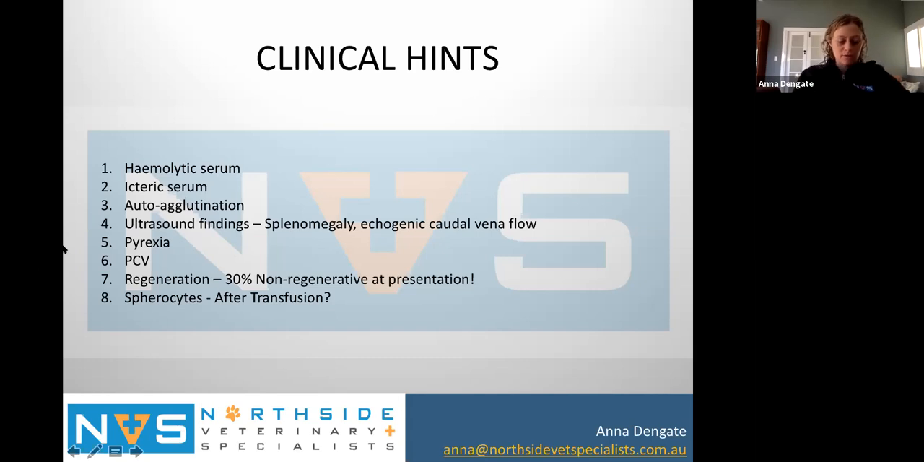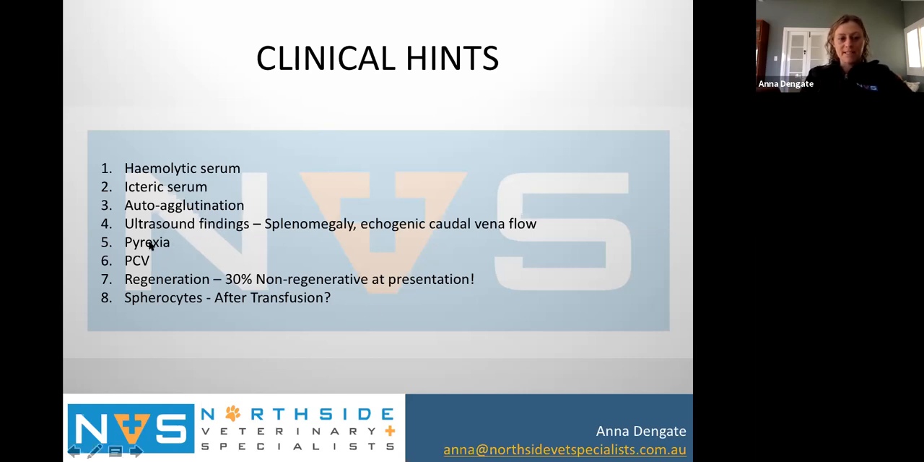So if you happen to be doing an ultrasound in this patient, say it's come in anemic, you want to rule out pre-regenerative anemia, you want to rule out bleeding. Ultrasound findings that we commonly see, particularly with extravascular hemolysis, are splenomegaly or a hyperechoic spleen. And interestingly, we see the blood flow in the hepatic veins and caudal vena cava is really echogenic, where normally it's not. There are other causes of that, but it does make me think, okay, there are aggregates in circulation because it's causing more echo.